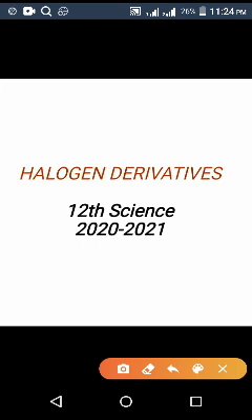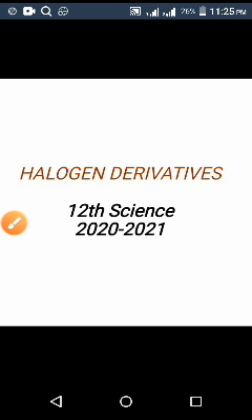Hello friends, let's start with our 12th Science Chemistry chapter number 10, halogen derivatives. What are halogens? In the periodic table, group 17 elements are known as the halogen family, containing the elements fluorine, chlorine, bromine, iodine and astatine, out of which astatine is radioactive, and therefore we consider here only fluorine, chlorine, bromine and iodine. Derivative means derived from. So in this chapter we discuss the halogen derivatives.